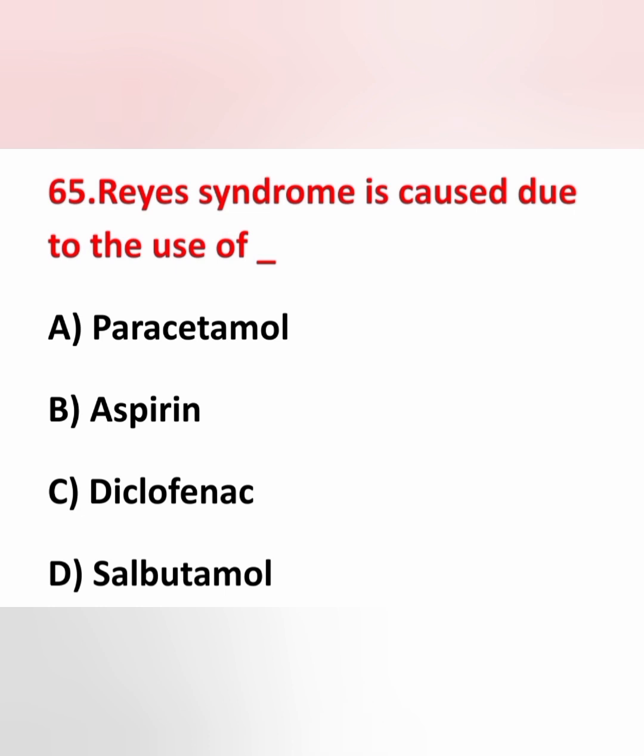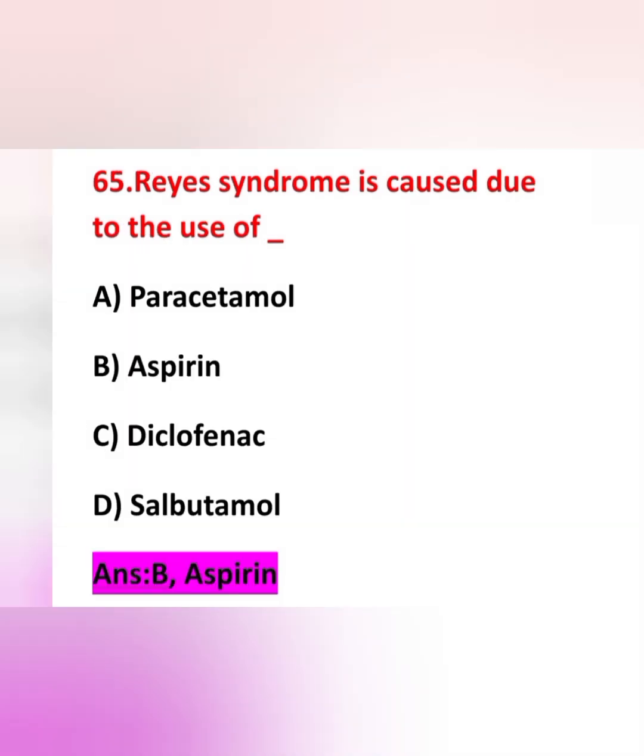Question number 65. Raynaud syndrome is caused due to the use of. Options are option A, paracetamol, option B, aspirin, option C, diclofenac, option D, salbutamol. Your question is, Raynaud syndrome occurs due to the use of which among the following medications? Okay, and the correct answer is option B, aspirin.